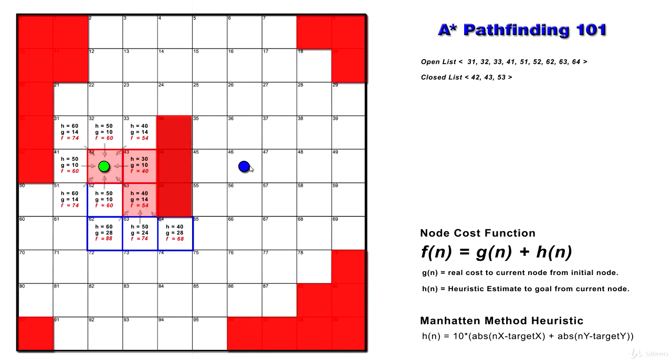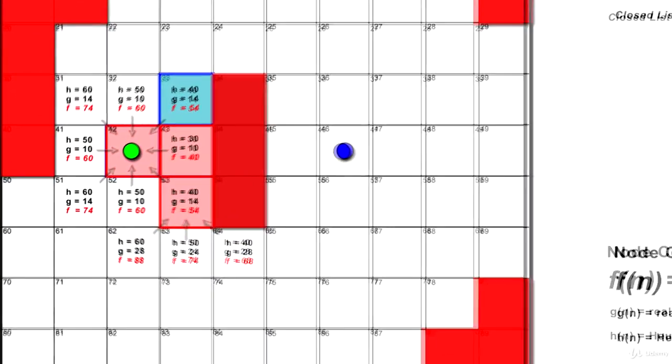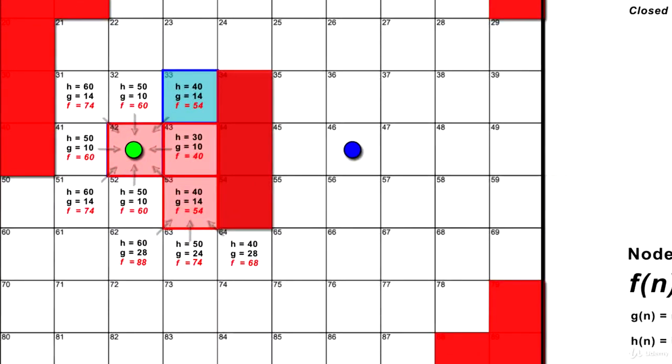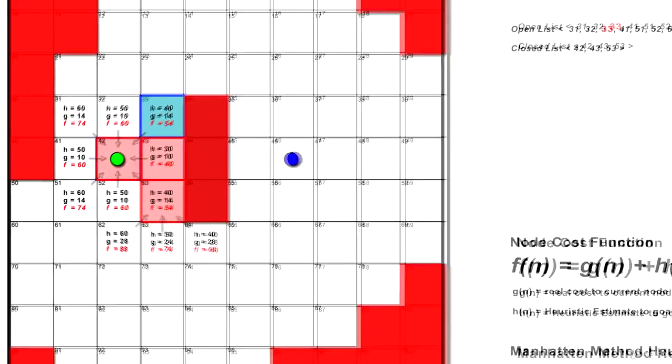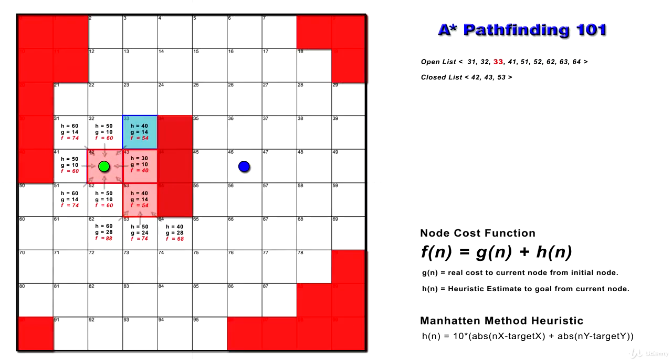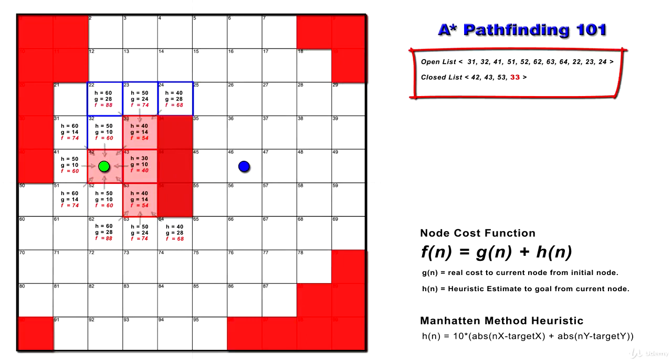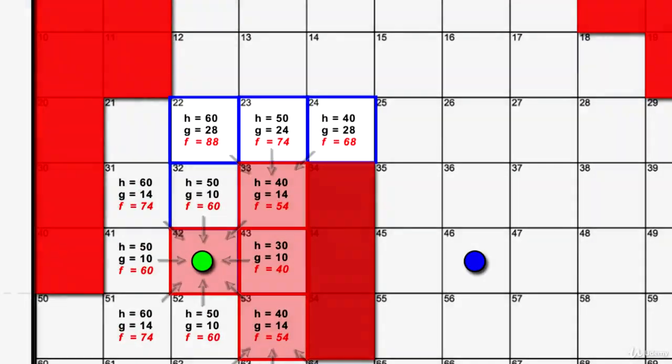Looking at the diagram, we can see that the next node that's going to be selected from the open list in the next iteration is actually going to be node 33, because that has the lowest F score of 54. So, once again, we fetch it from the open list, we check it's not the target node, and if not, we add it to the closed list. We then look at all of its neighbours and add any new neighbours to the open list. Now the new neighbours in this case are nodes 22, 23 and 24.